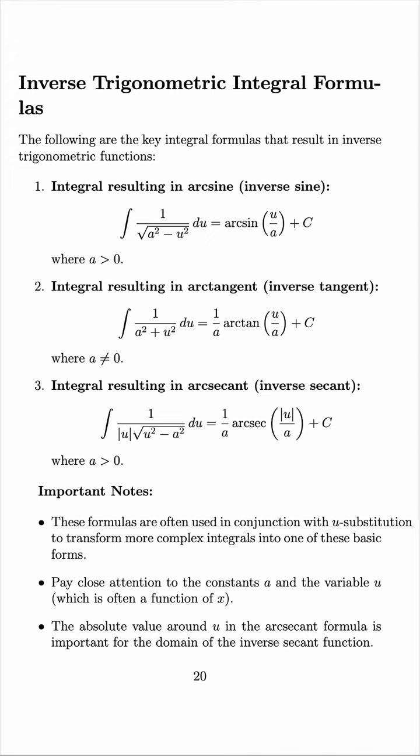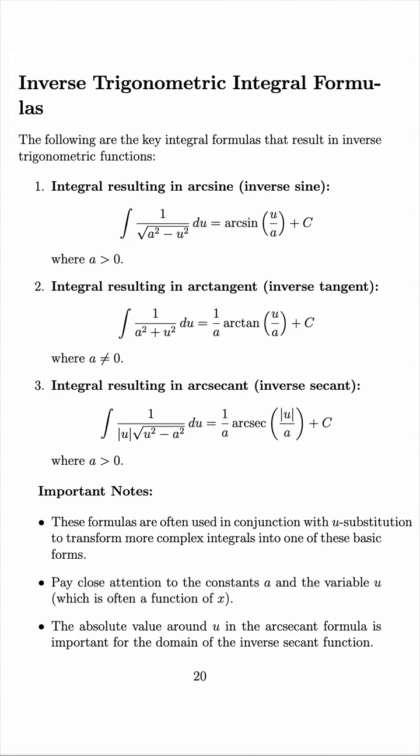Second, you need to know the formula for arctangent. So this is the integral of 1 over a squared plus u squared du equals 1 over a arctan of u over a plus c. Notice here that we have a sum of squares, so no square root here, and again, now my a squared and u squared are being added.